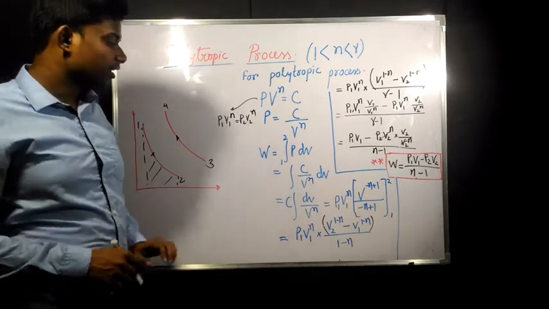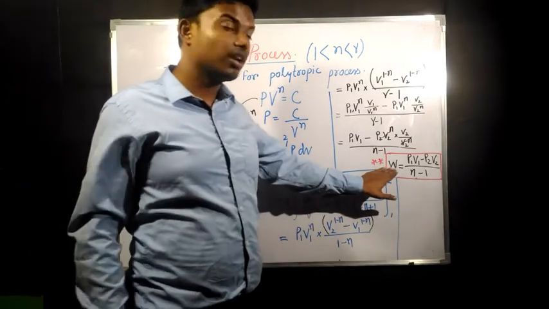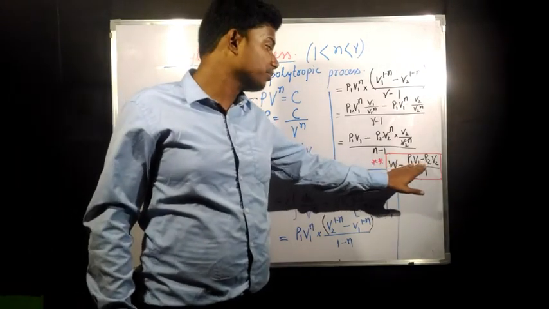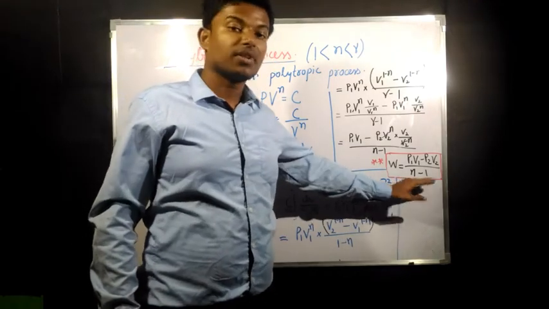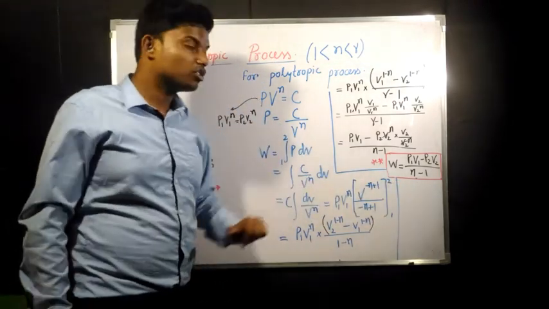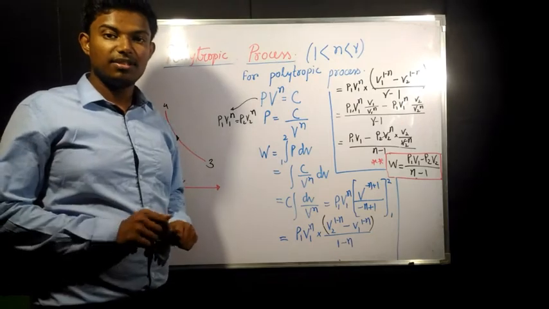Remaining every process, even the work expression, which was P1 V1 minus P2 V2 by gamma minus 1 in the adiabatic process, here it is n minus 1 in the denominator. n is the polytropic index. Remaining everything would be the same.